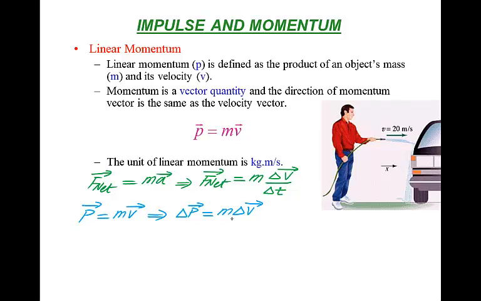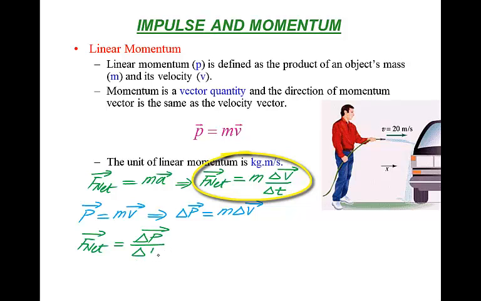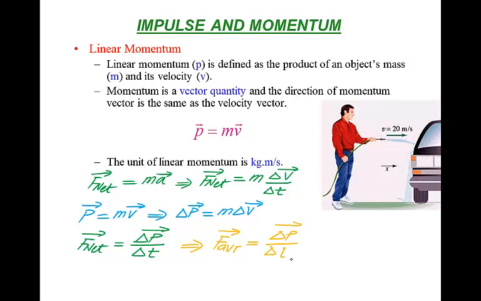Substituting the mass times delta V in our main expression, we obtain the net force equal to the change in momentum, that is the m times delta V, divided by the change in time. In the case where the net force is not constant, this expression can be written down as follows. The average force equals the change in momentum over the change in time.